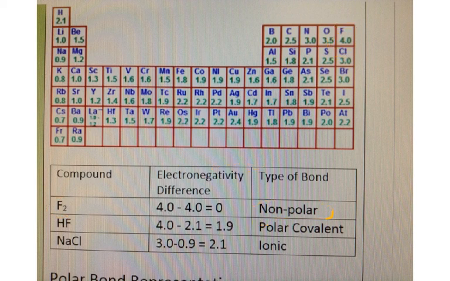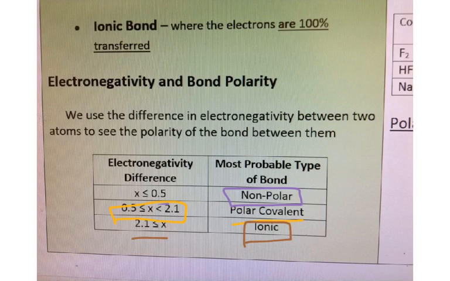All right, now for HF, what you're going to do is find your H, and H is 2.1, and you're going to find your F, and F is 4.0. So to find the difference, you're going to take the larger minus the smaller, and you get a difference of 1.9. So looking back at my ranges, 1.9 falls under the polar covalent range.